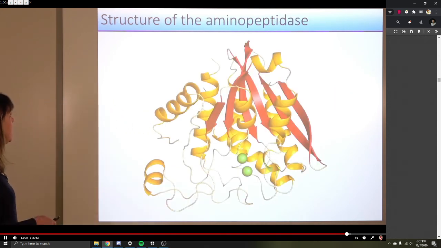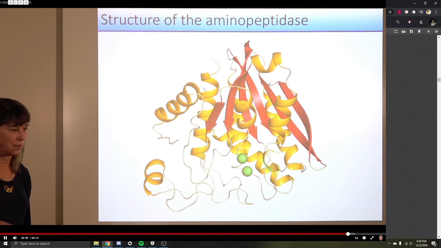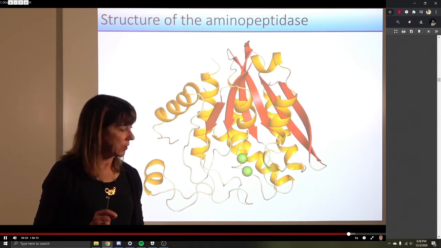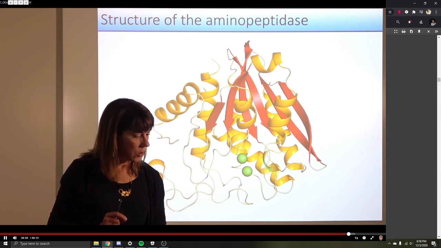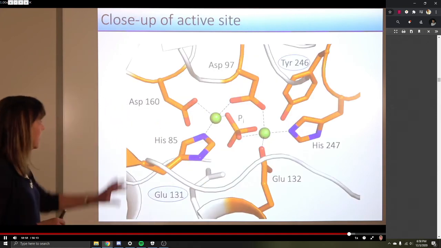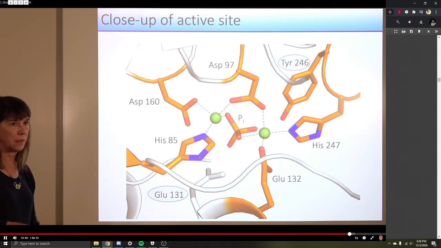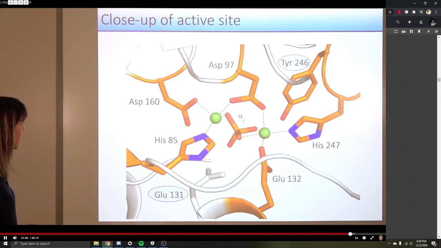So here's the structure of this aminopeptidase. Nice structure, with some beta strands here, right? But here are the two metals sitting here, a binuclear metal center. Now the structure of this enzyme was solved, and the precipitant was phosphate. If you look at the active site, this is a close-up view, and I'm going to take my time to talk about this. It's a binuclear metal center. So here's one of the metals, here's the other metal, and this phosphate is sitting there.